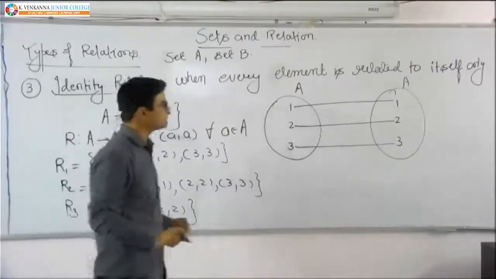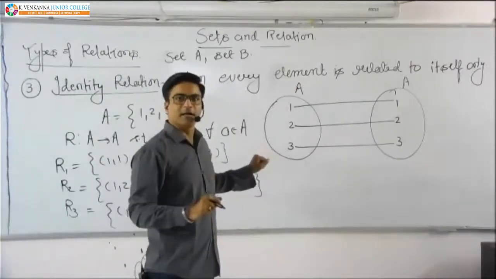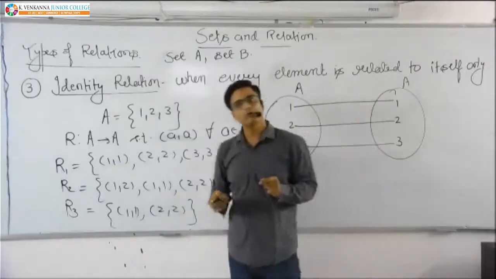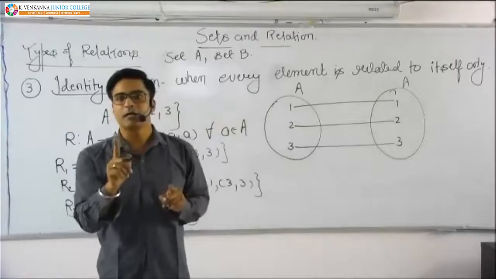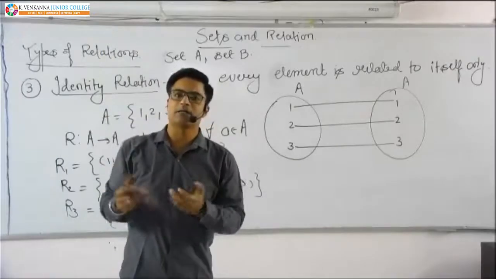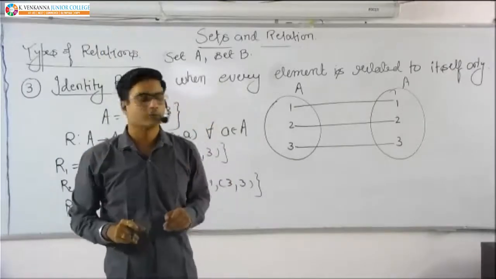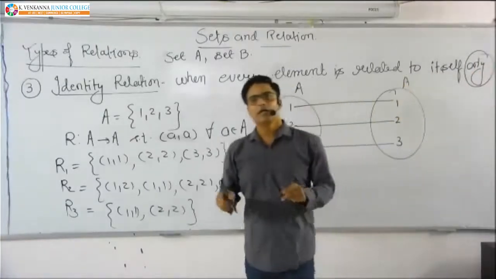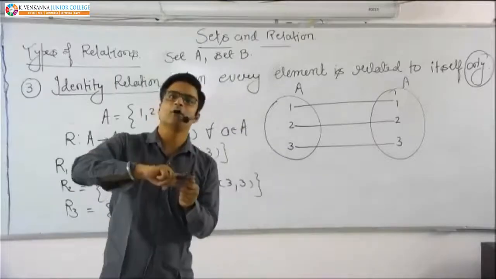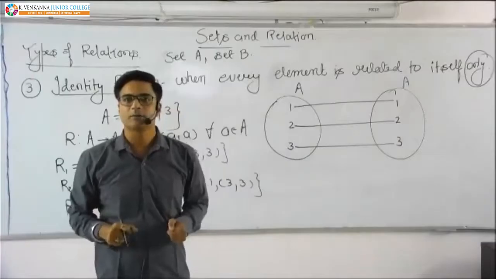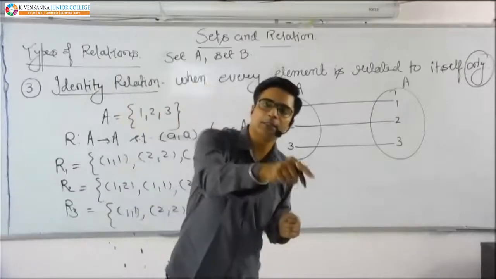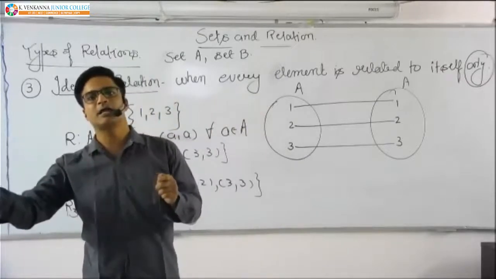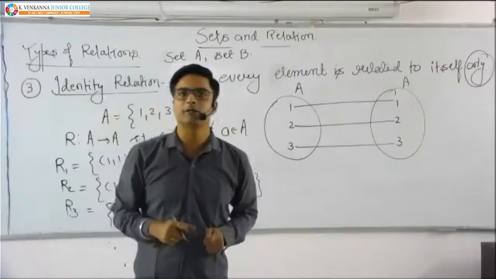Okay. I understand. See, first understand this language. When every element is related to itself, that means no element of set A must be related to any other element other than itself. That we understood. But this word "only" means it has to be connected with itself, but it cannot be connected to any other element. Any element can connect to itself only, not with any other element.